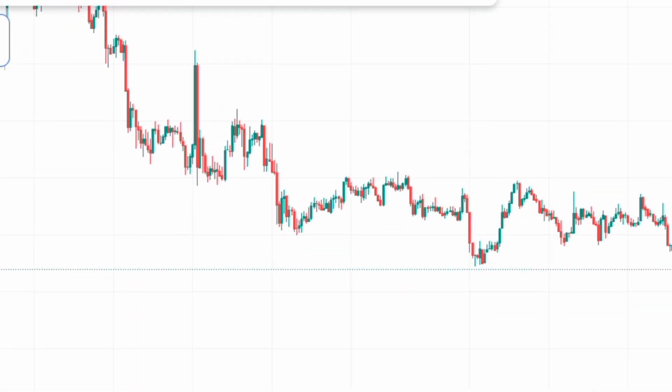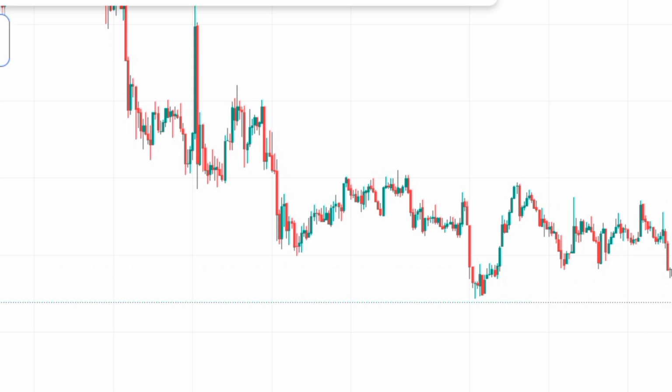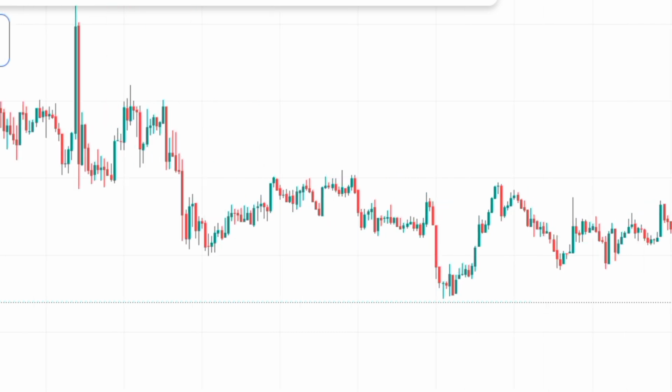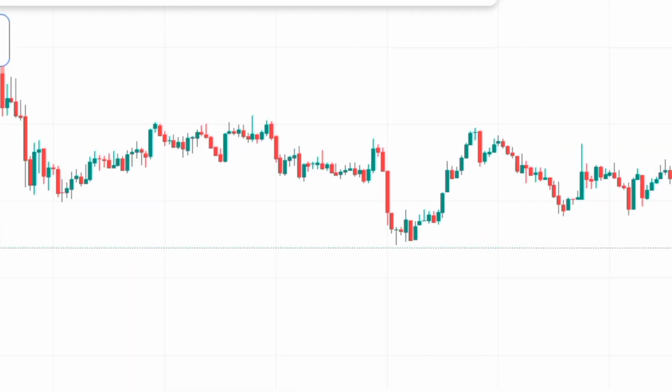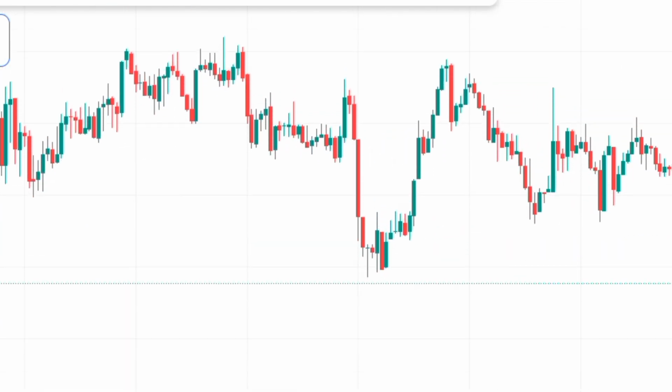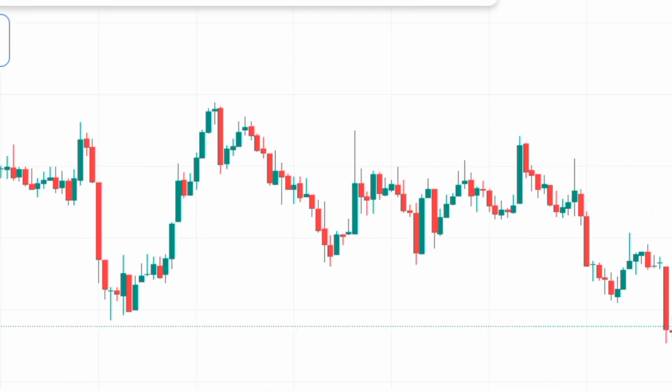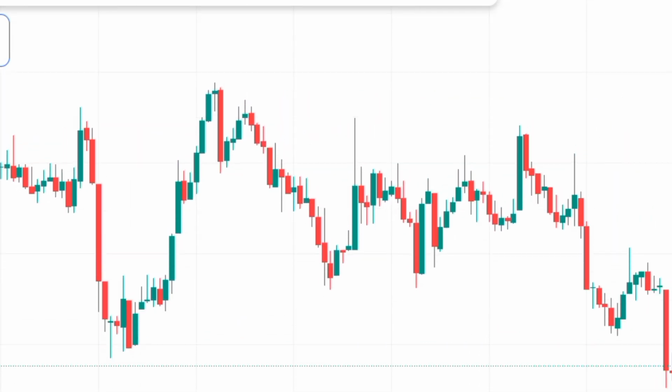So, support, it is just a level where price rejects and moves up. So, it's like a floor. So, for example, we are here. You can see the market was kind of bearish, but I want to show you where we mean by support. There was a zone here. So you can see that this was a support level.